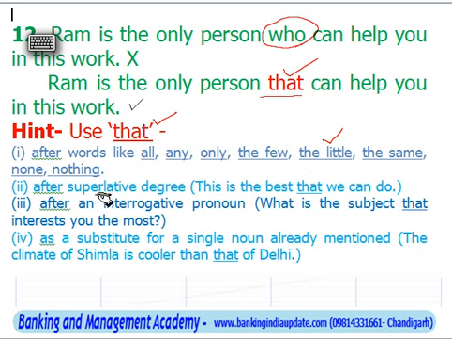Next, we use that after superlative degree. For example, this is the best that we can do. The best is the superlative degree. After an interrogative pronoun, for example, what is the subject that interests you the most? We also use that in a sentence where we use it as a substitute for a single noun that has already been mentioned. To make this clear, look at the example. The climate of Shimla is cooler than that of Delhi.